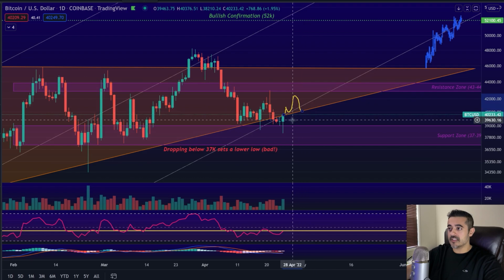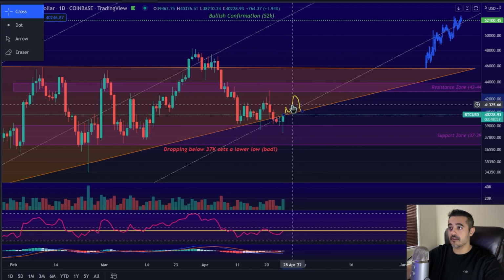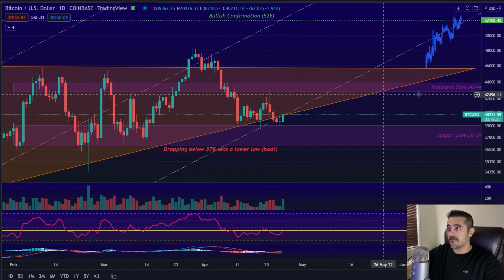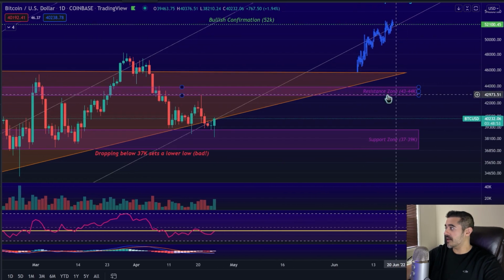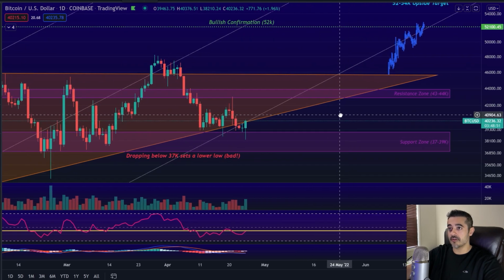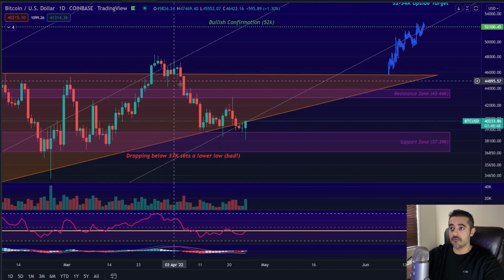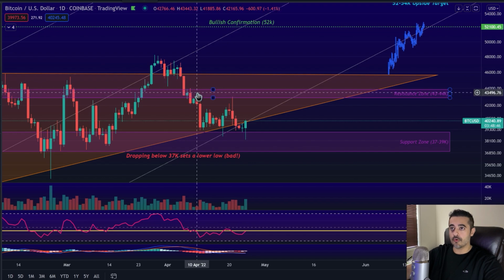not. So now what I would expect to see with this is for it to go back up into this channel, and then you start to see a couple of other things when we're looking at this pattern. You see I have a resistance zone in here. Right, this purple area, this resistance zone is between 43 to 44K. We hit resistance on it once before. It was a minor support area on the way down.